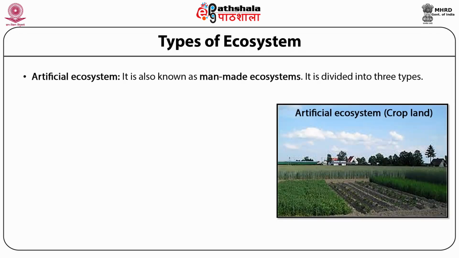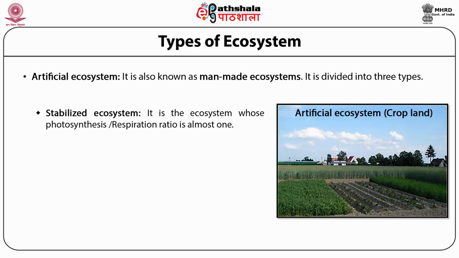Artificial ecosystem. Artificial ecosystems are also known as man-made ecosystems. In 1959, Odum classified artificial ecosystems on the basis of photosynthesis to respiration ratio into three types. The first type is stabilized ecosystem. This type of ecosystem is formed when the photosynthesis by respiration ratio is almost 1.